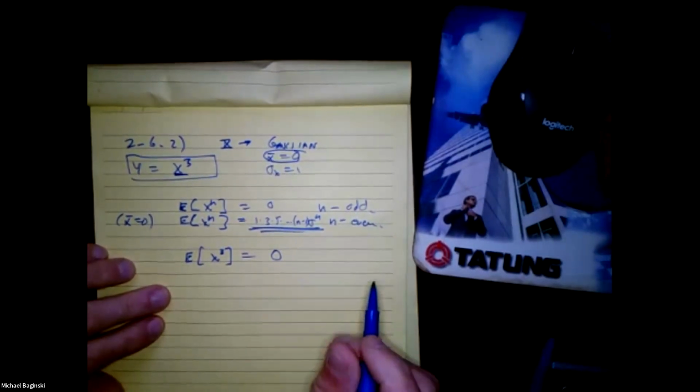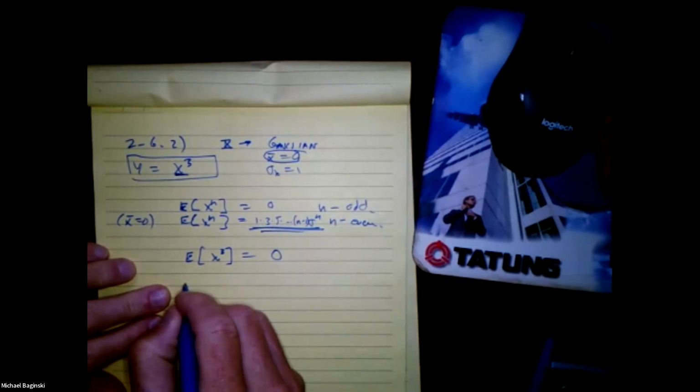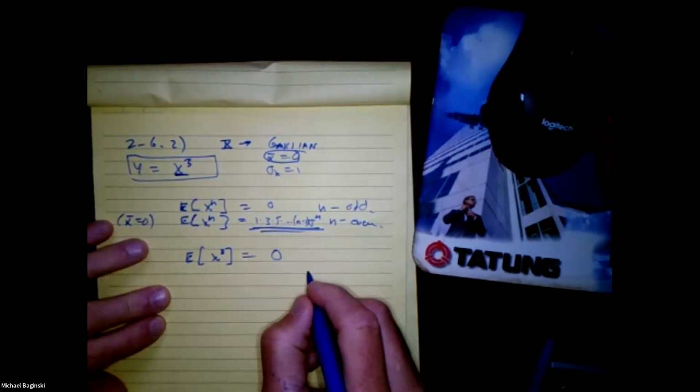So that's 0. Next thing, this is part C, find the variance. How do we find the variance of this? Y itself is X cubed, right? That's an odd function. Do you all agree with that? Now, if we just wrote this down, I'll do it fast.